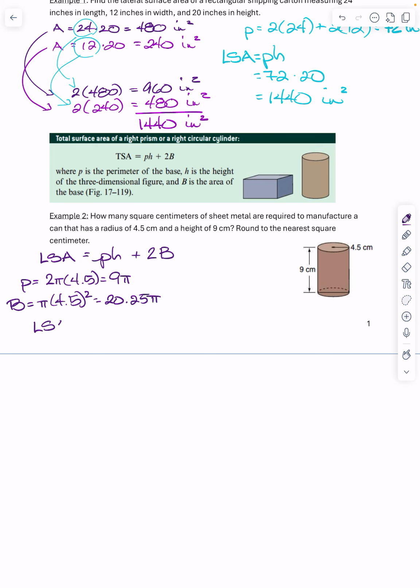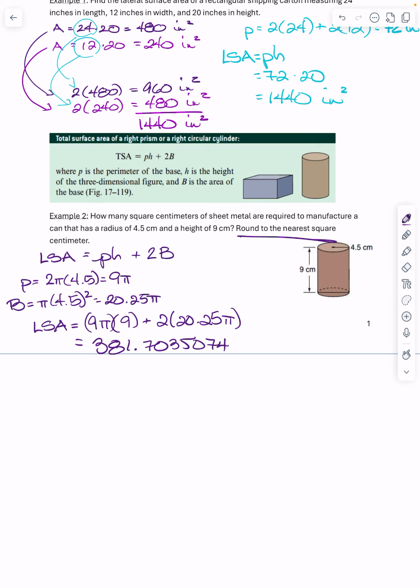So my lateral surface area is going to be that perimeter times the height, and the height of this is 9, plus 2 times the base, 20.25 times pi. Now, I leave the pi in until the very end, because if I calculate too early, I tend to round too much. I don't want to do that. So once I put this into the calculator, I get 381.70035074.